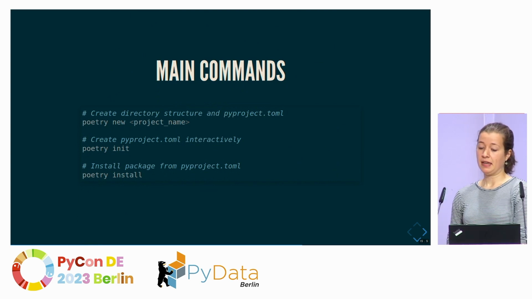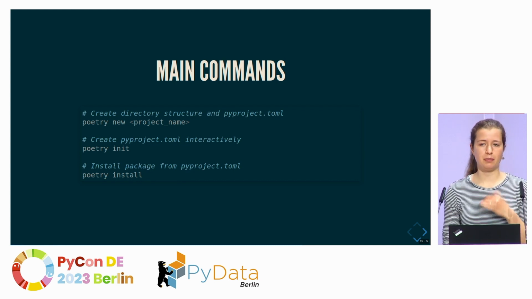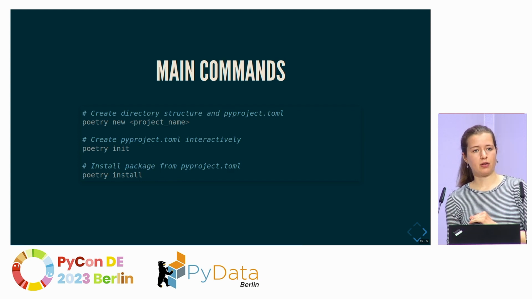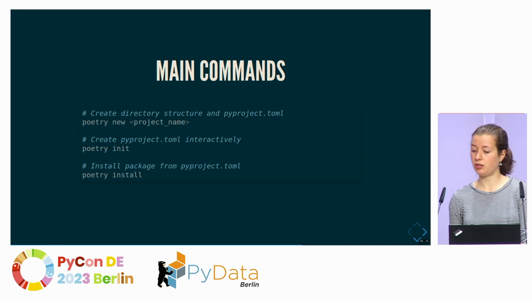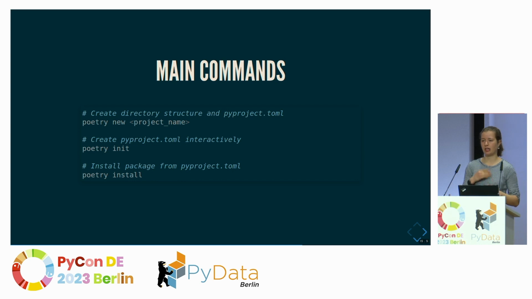commands. So you can create a directory structure, so it would create an empty test directory, your pyproject.toml file, but also the dunder init files and so on for you using poetry new and the project name. You can also create only the pyproject.toml file interactively using poetry init, which would prompt you to provide the basic information about your package, like the name, the description, and so on.